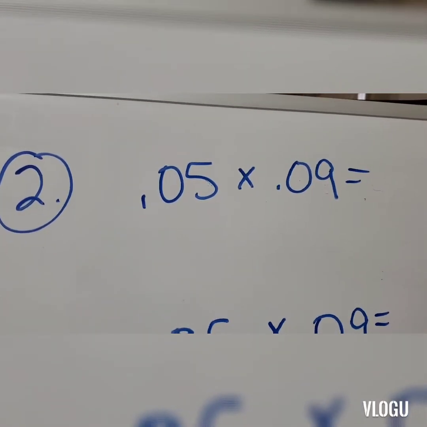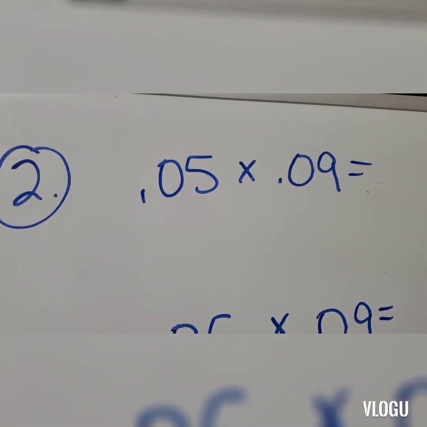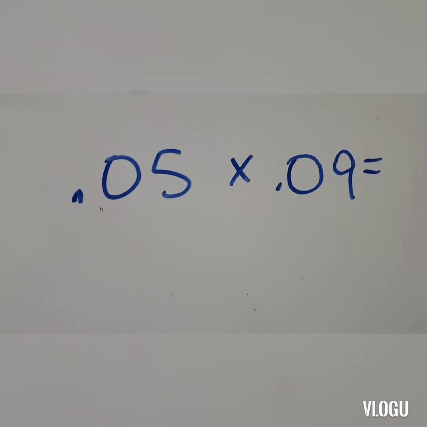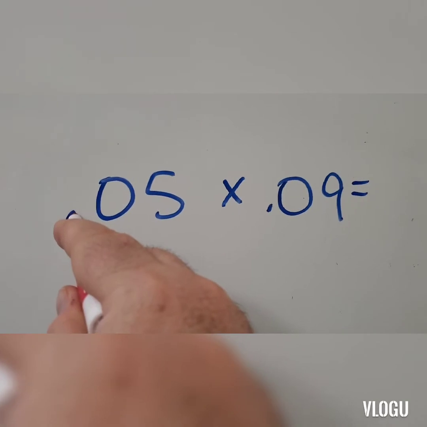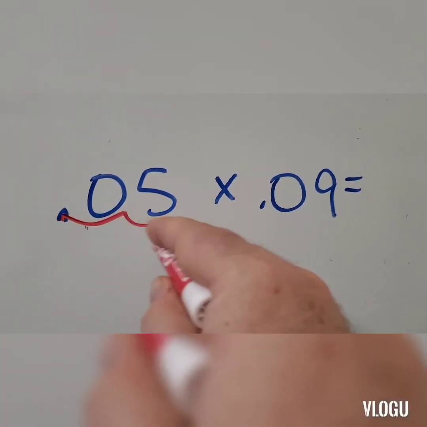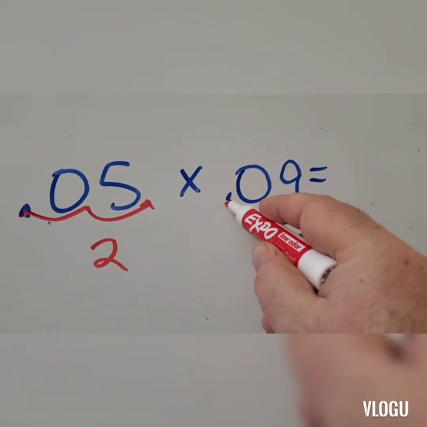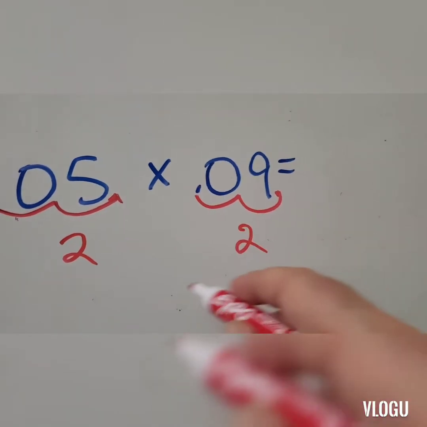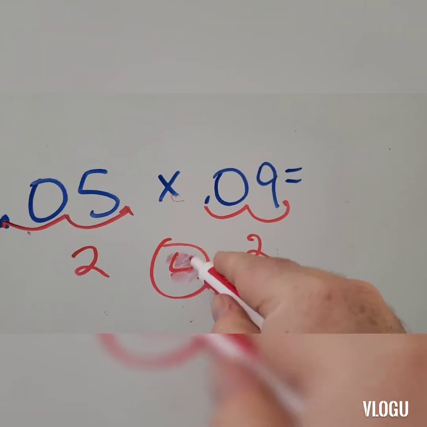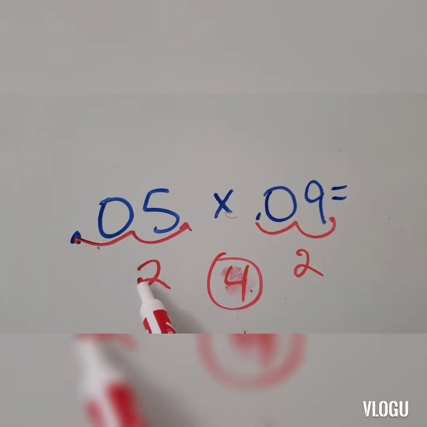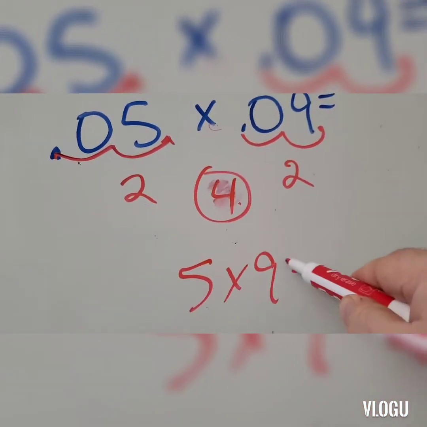Number 2, the math's the same, but our sliding is a little bit different. So in order to get the decimal out of this problem, I have to slide it to the right, bloop, bloop, twice. And here I need to slide it twice, bloop, bloop. And so I've blooped or slid a total of 4 times. 2 here, 2 there. Now I'm left with 5 times 9.